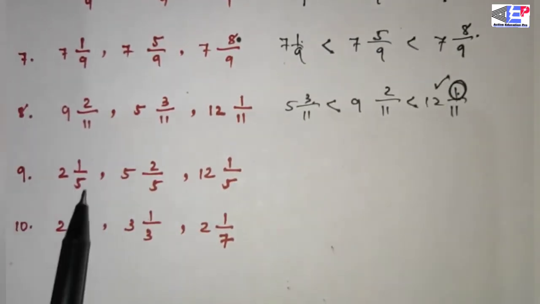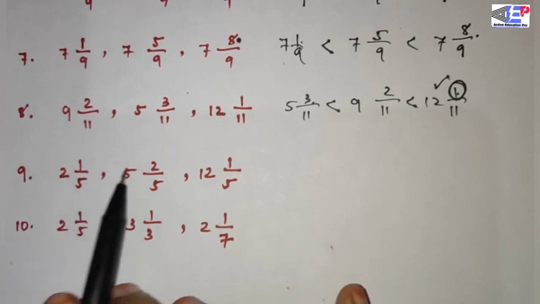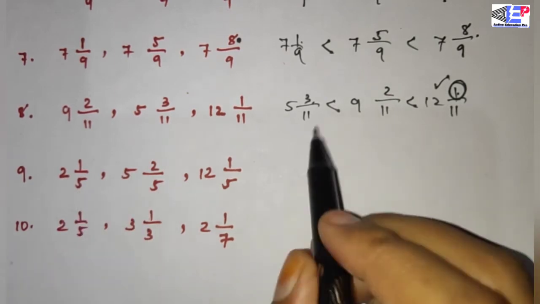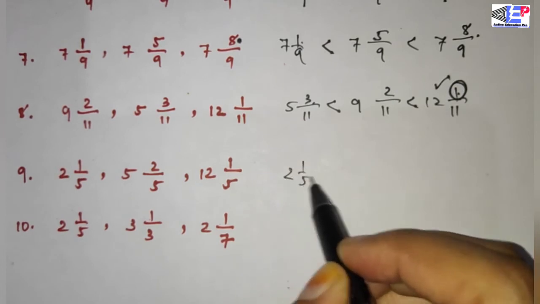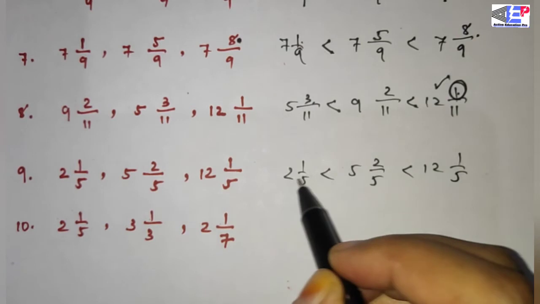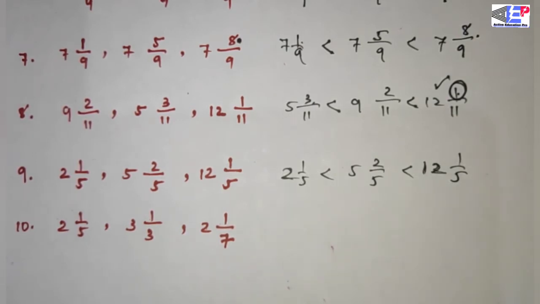And the next one: 2 1/5, 5 2/5, 12 1/5. Similarly, these have like fractional parts, but 2, 5, and 12 are different whole parts. So as you know, 2 1/5 is less than 5 2/5, which is less than 12 1/5, because the whole part is greater, so you compare the whole number parts here.